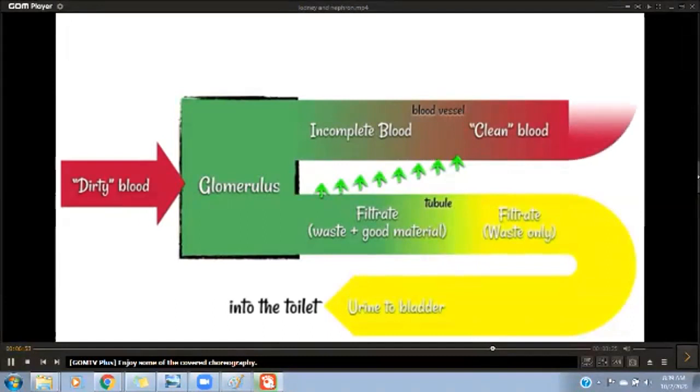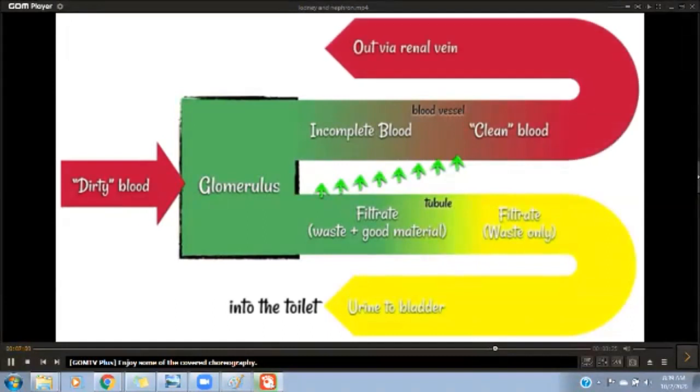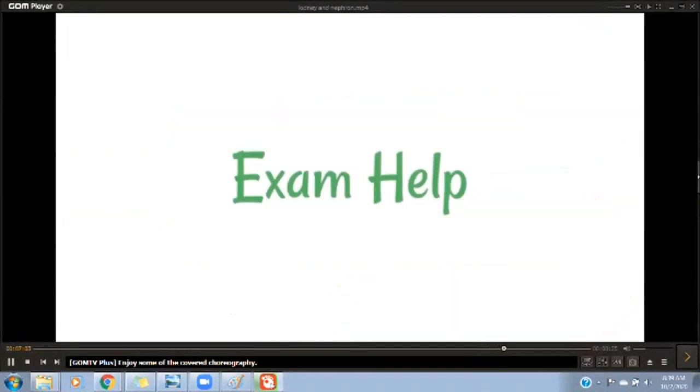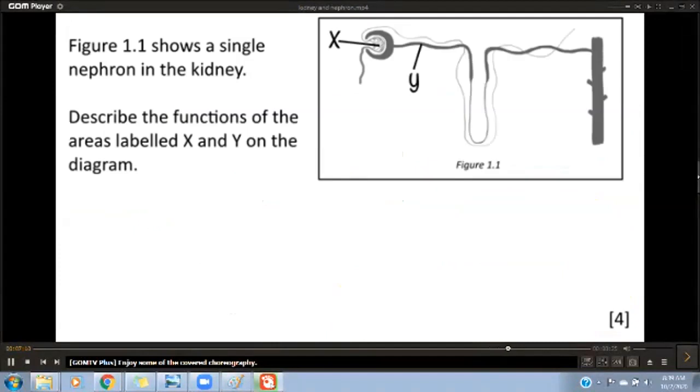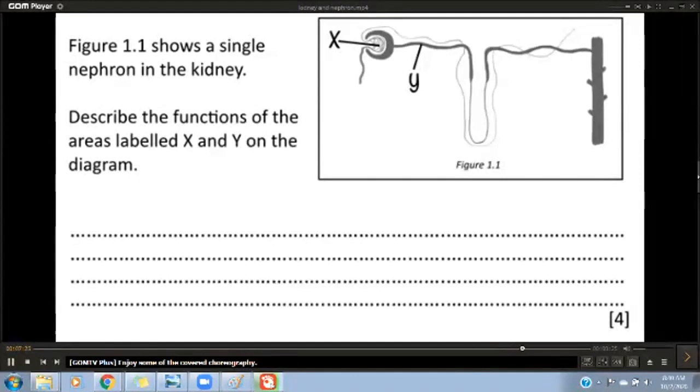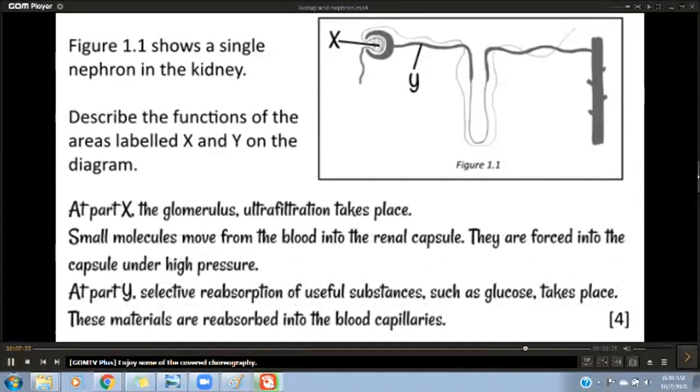Obviously now the blood, which is useful, will go out of the kidneys via the renal vein, and it will go back into the circulation where it can be used like normal. Obviously, because this is quite a difficult topic, this is a place where people can quite easily lose marks in exams, so let's look at a possible question. The diagram shows a single nephron in the kidney. Describe the functions of the areas labelled X and Y on the diagram, and you should recognise that X is the glomerulus and Y is the tubule. So it's a 4-mark question. Let's see what you might say.